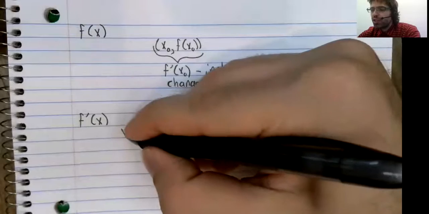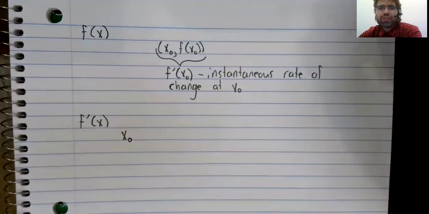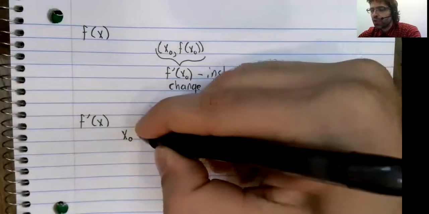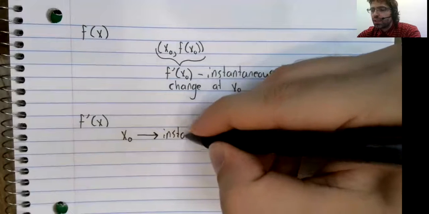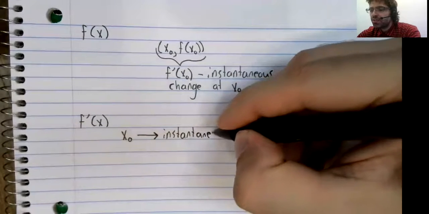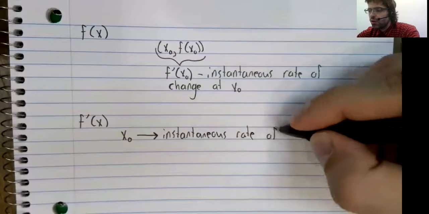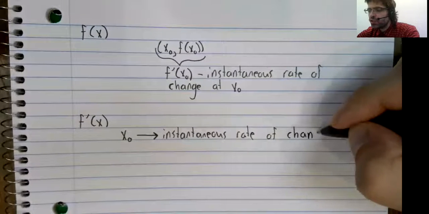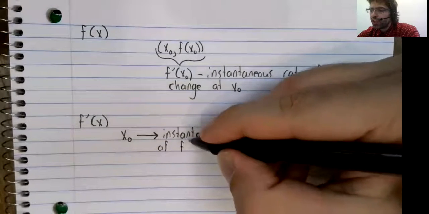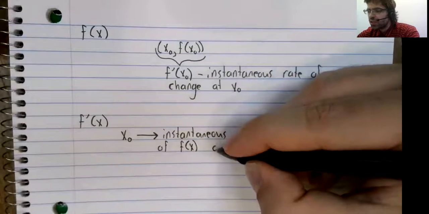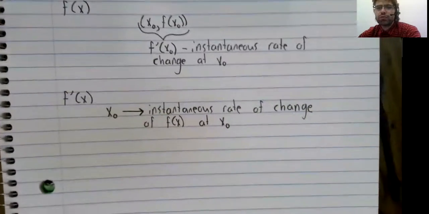And this function takes as its inputs numbers x sub 0 and outputs the instantaneous rate of change of the function f of x at x sub 0.